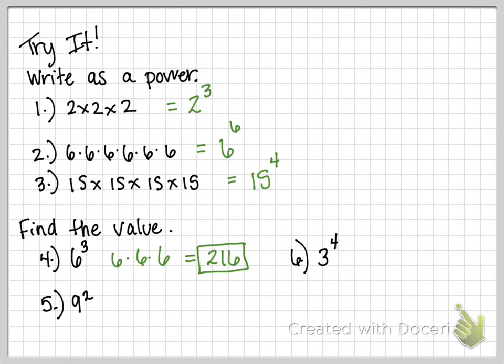Number 5, 9 to the 2nd, or 9 squared, is what? Kennedy? 81. 81 because it's really 9 times 9, not 9 times 2, because it's a power. Number 6, Miles, tell me what 3 to the 4th really means before you tell me the answer. 3 times 3 times 3 times 3. Perfect. Equals 81. 3 times 3 is 9, times 3 is 27, times 3 is 81.